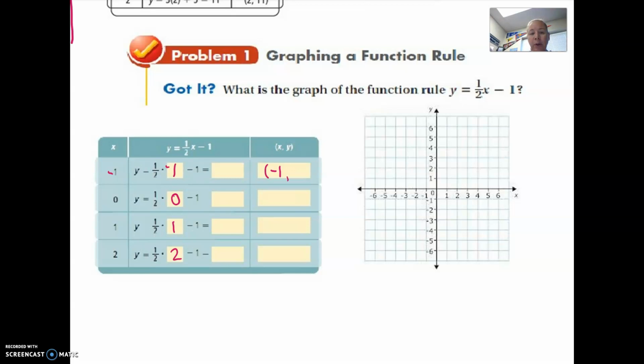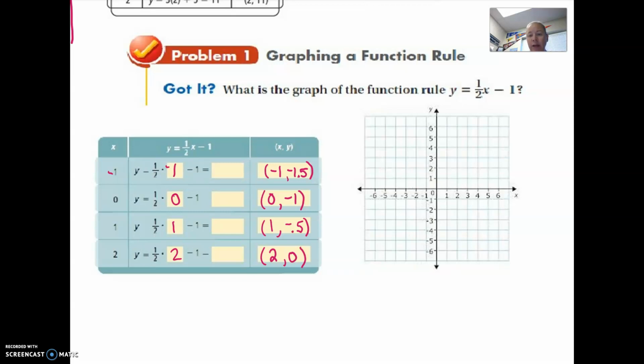So we would end up with -1.5. Then I do the same thing with 0. So we'd end up with just the -1. And we just keep going. Here we plug in a +1. So we would end up with a -0.5. And then 2, we would end up with 0, half of 2, and then -1.